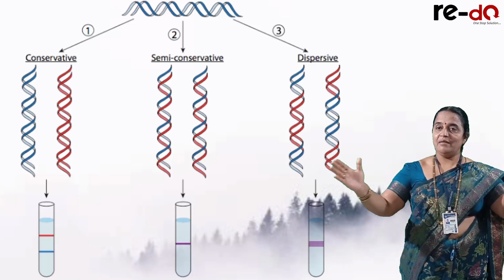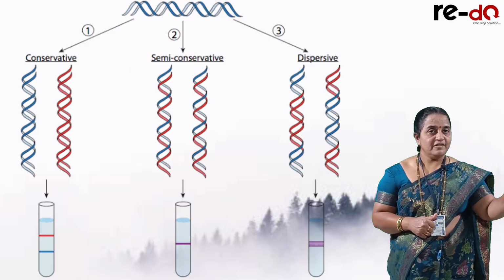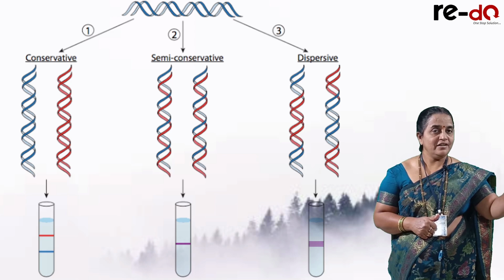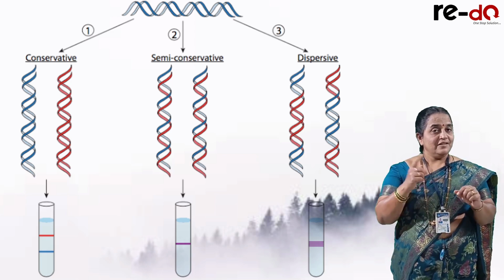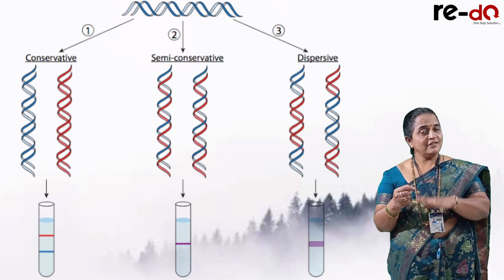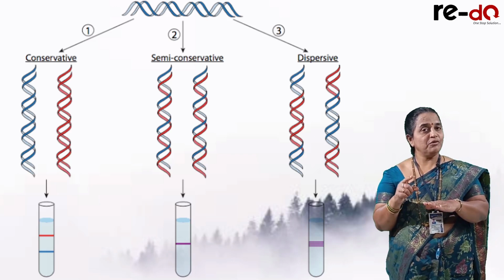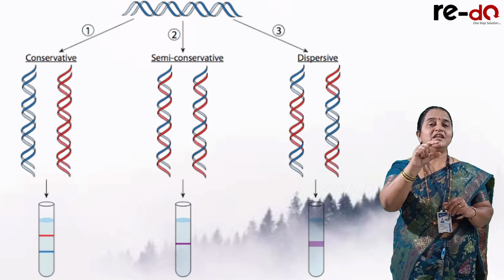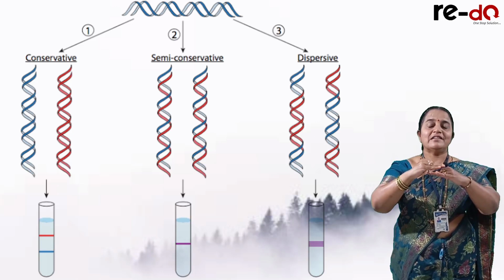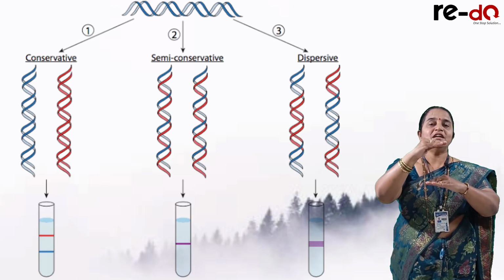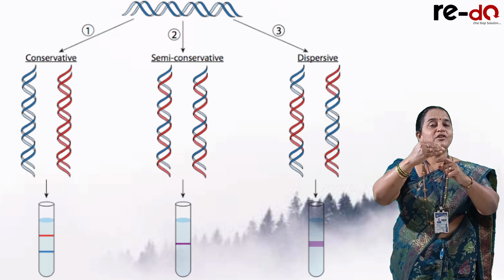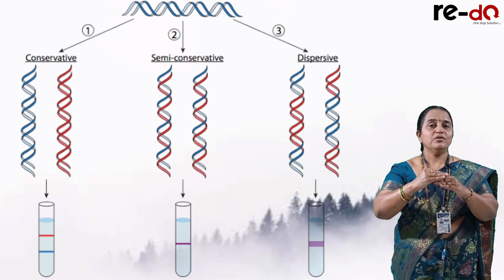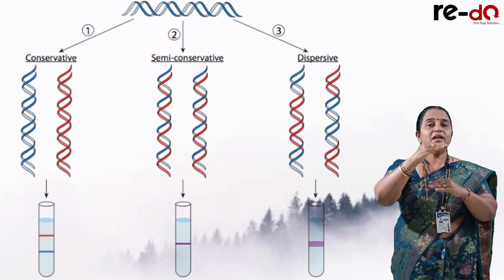So there are three samples. First sample, centrifuged content, DNA at the bottom with 15N. Second, when the bacteria were transferred into the medium containing 14N, hybridization of DNA occurred, and the DNA was found slightly in the middle of the test tube, lighter. One strand heavier with 15N and one strand with 14N.